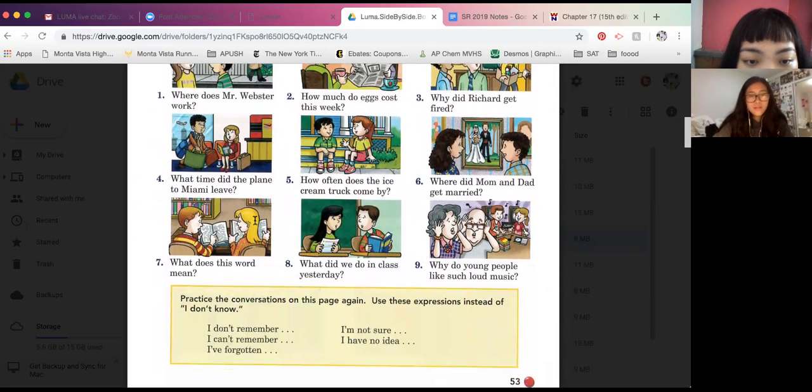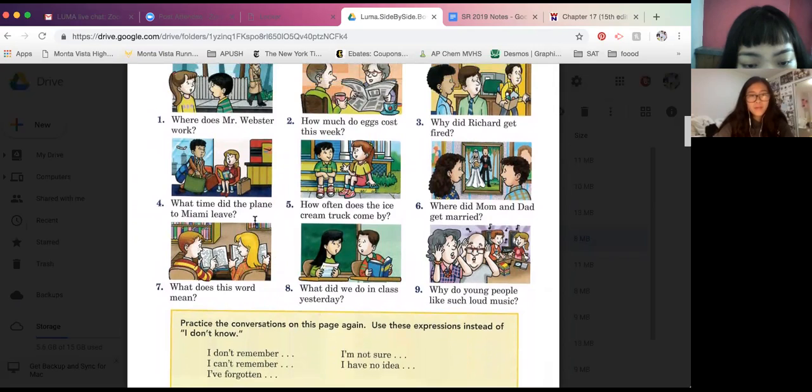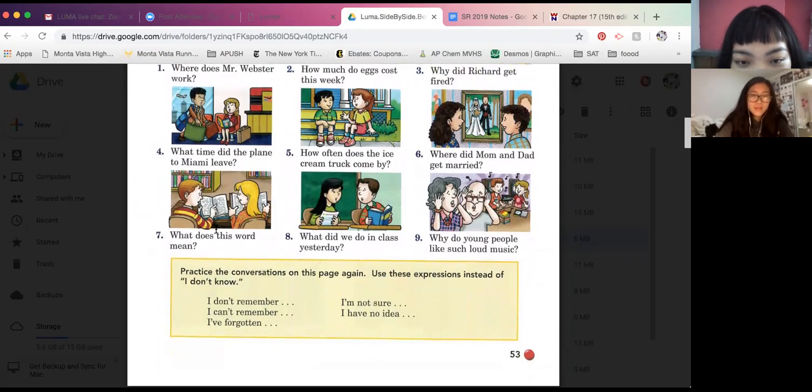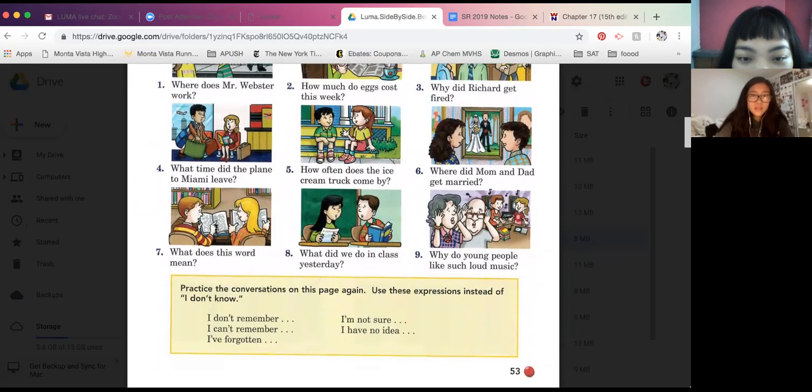What time did the plane to Miami leave? I can't remember what time the plane to Miami left. How often does the ice cream truck come by? I'm not sure how often the ice cream truck comes by.